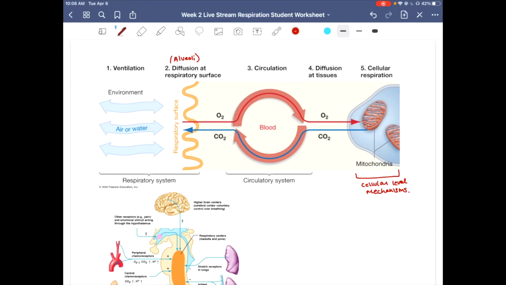I like to keep these steps in mind because it really helps me visualize from the big picture to the small picture. We're going from breathing in the air, and then sometimes I wonder, what happens with that air? Just knowing this chart helps me realize that we're breathing in the air, putting it into our circulation, and then actually utilizing that oxygen in our mitochondria.